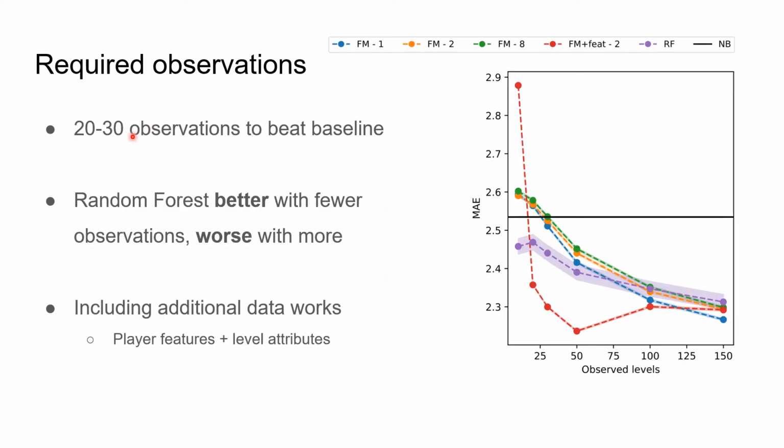What we see is that in order to beat our baseline that consists of the average of the other players in the training set, we need around 20 to 30 observations in order to beat that. We also see that random forest, which is the purple here, fares better with fewer observations, but as we include more and more data, it performs worse than our factorization machine model. Lastly, we can also see that the effect of including additional data, such as some player features or level attributes, helps the prediction of the factorization machine.